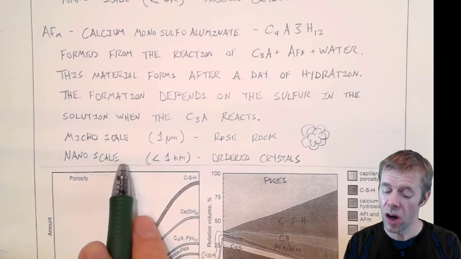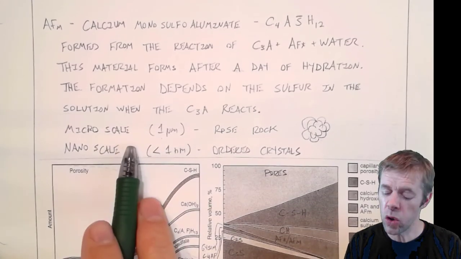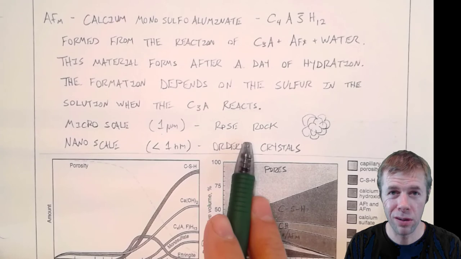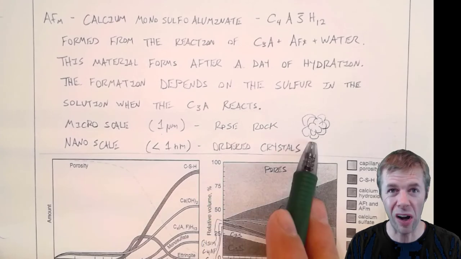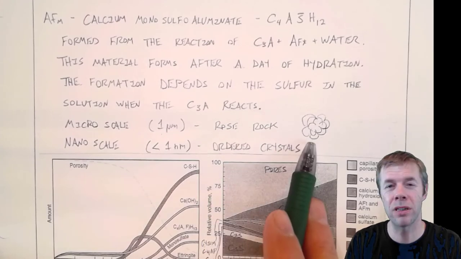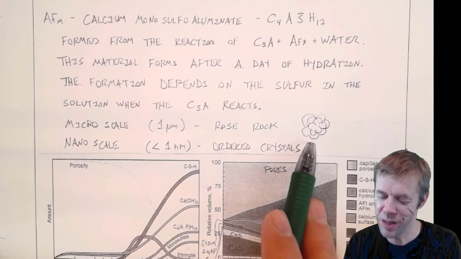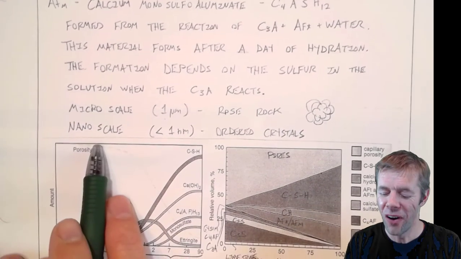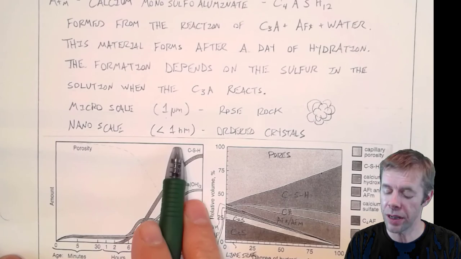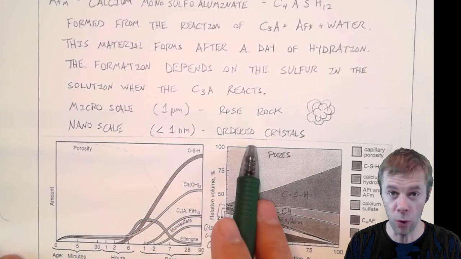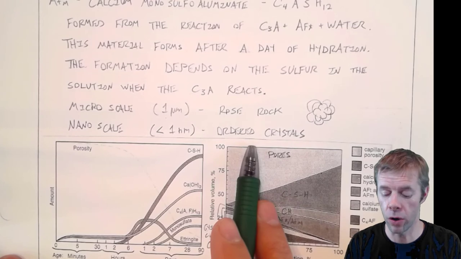If you can zoom in on a micro scale, it looks like a bunch of rose rocks. Yeah, rose rocks. It looks like flowers, all right? And then on the nano scale, on the less than 1 nanometer scale, they're ordered crystals, so you can see them. With X-ray diffraction, they're ordered.